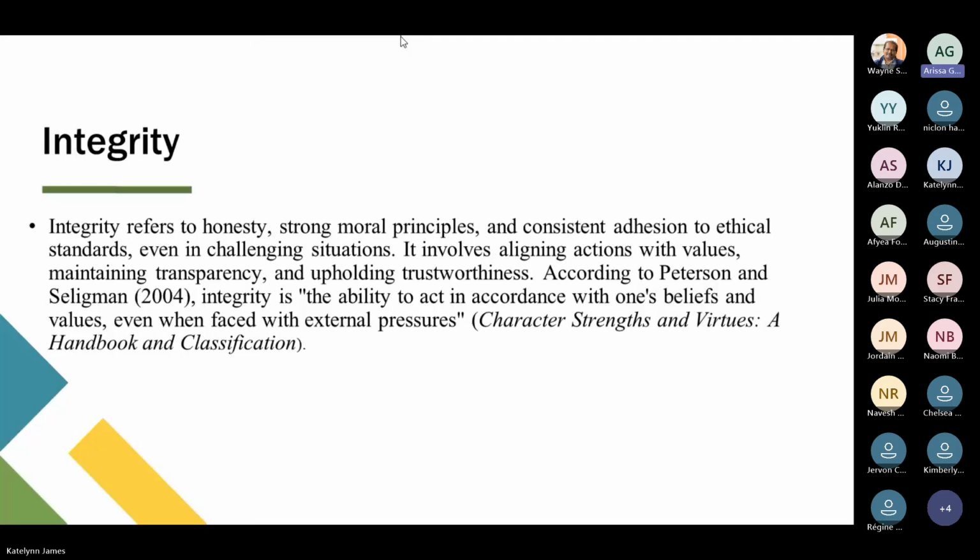Integrity refers to honesty, strong moral principles, and consistent adherence to ethical standards, even in challenging situations. It involves aligning actions with values, maintaining transparency, and upholding trustworthiness. According to Peterson and Solomon, integrity is the ability to act in accordance with one's beliefs and values, even when faced with external pressures.